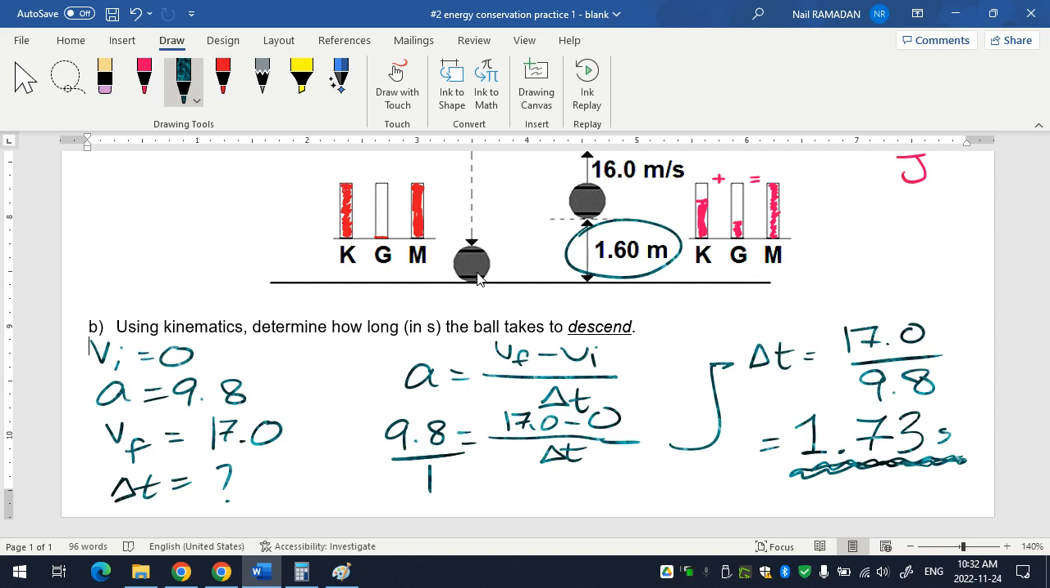Okay. What? Okay. One more. The more you do of energy conservation, the more you understand it, just like forces.